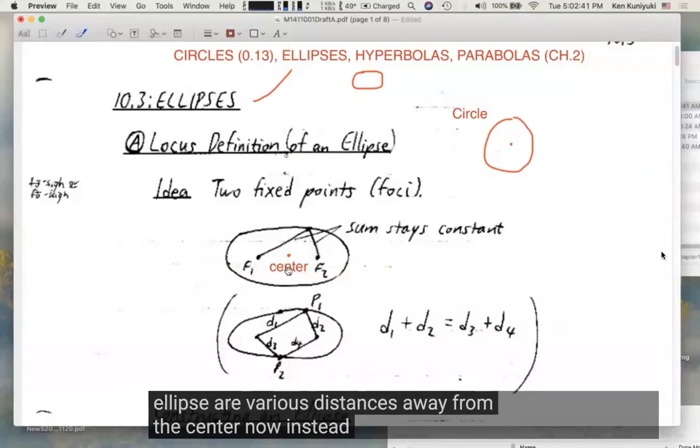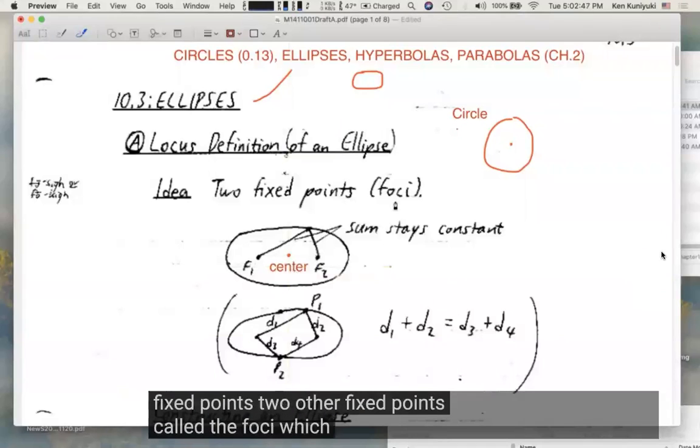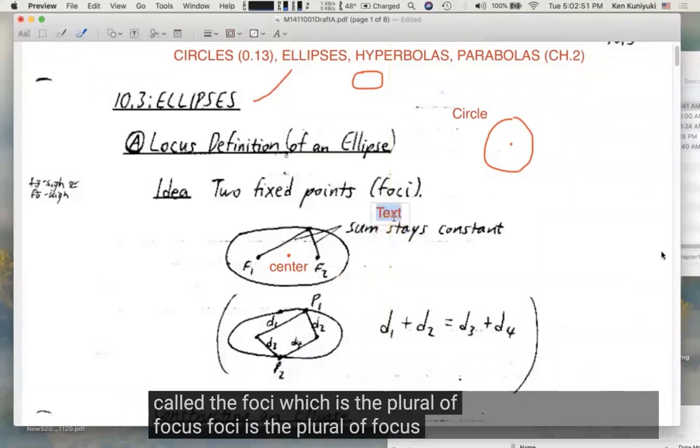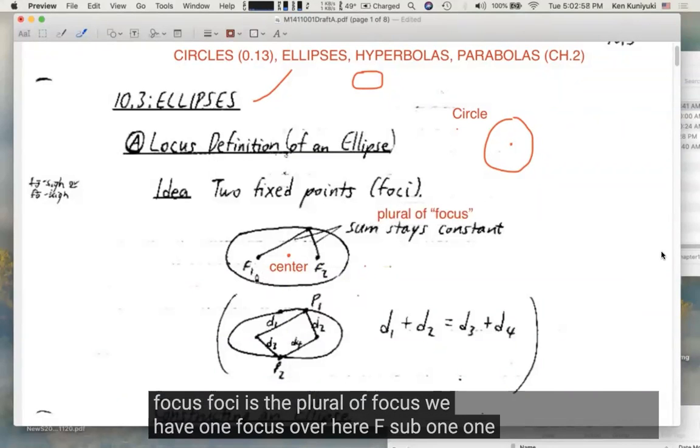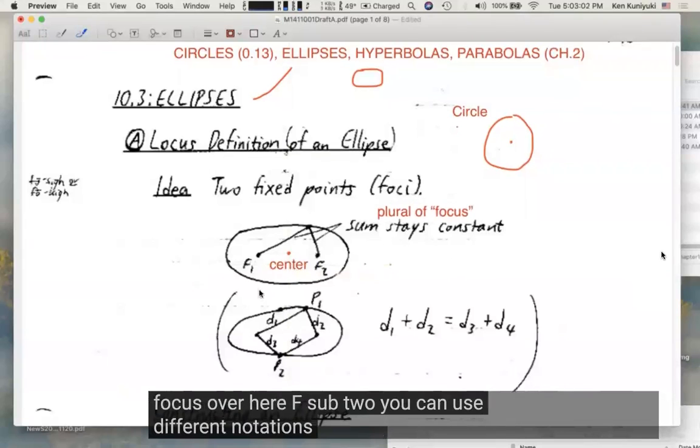Now, instead of focusing on the center, we're going to focus on two other fixed points called the foci, which is the plural of focus. Foci is the plural of focus. So we have one focus over here, F sub 1, one focus over here, F sub 2. You can use different notations.